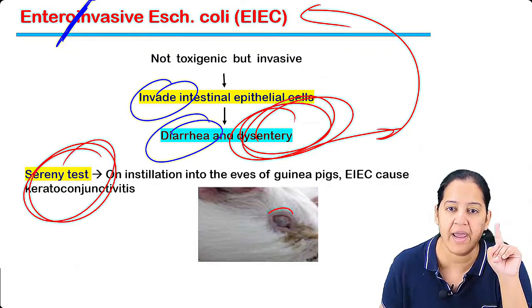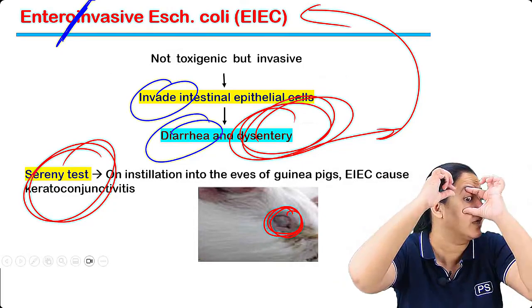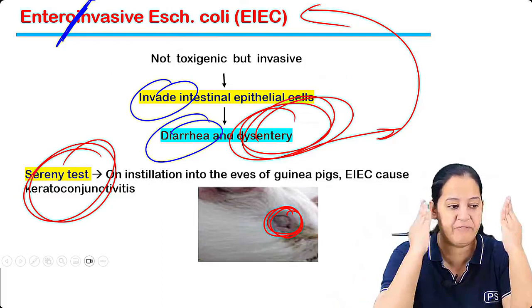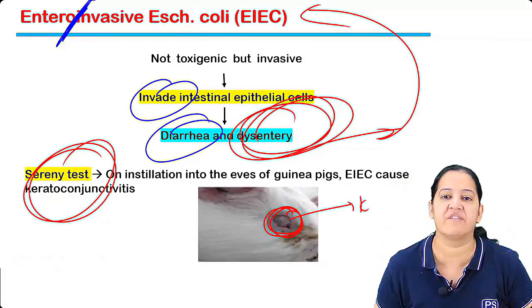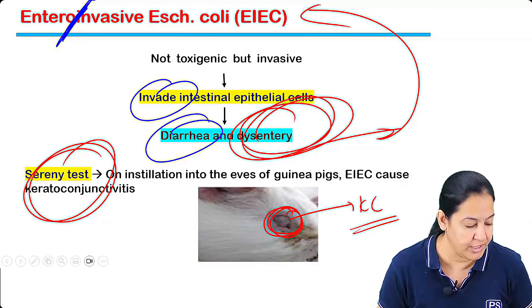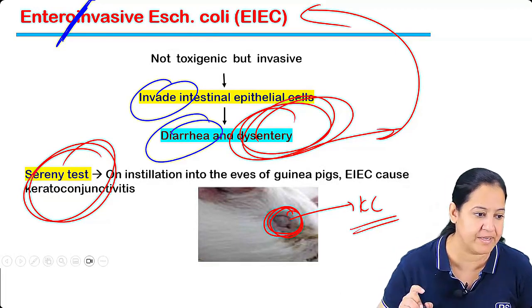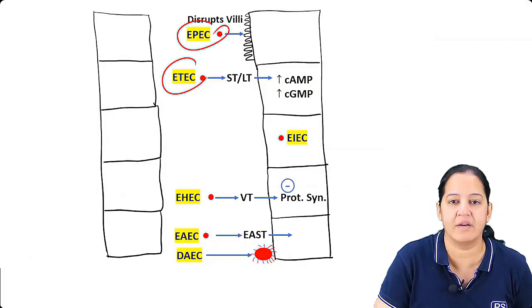Can you see the eye of the guinea pig? You put the stool sample of the patient in the eye of the guinea pig, superficially with the dropper. It goes inside and causes keratitis and conjunctivitis. Say yes, people. This is the Sereny test. Did you get it? So this is the Sereny test. Okay, we are done with this.